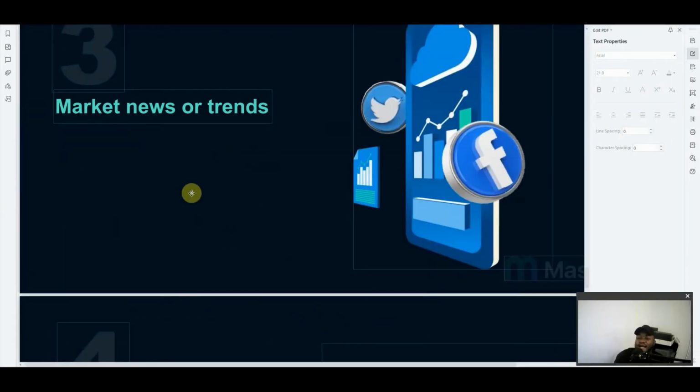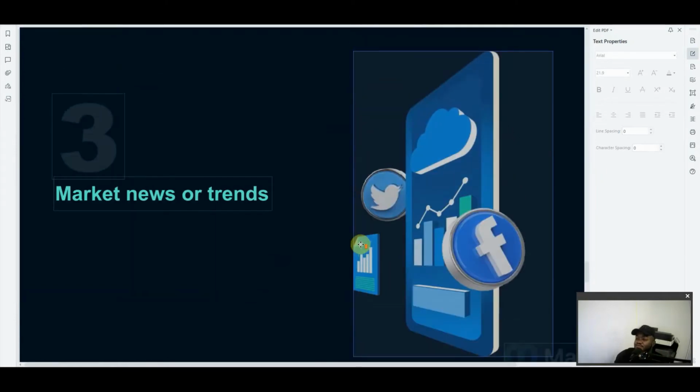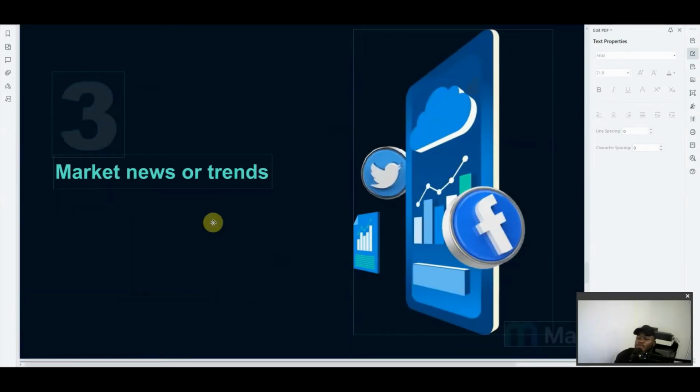Next point, market news or trends. Market news or trends move the market. A common tweet by Elon Musk can move the market, and this is a crucial factor that determines the increase and decrease in the price of an asset.